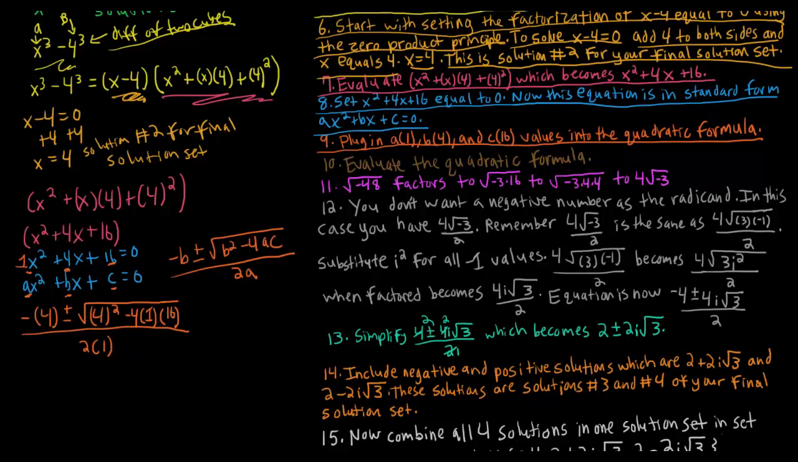So now moving to step 10, we can go ahead and evaluate the quadratic formula. So if we evaluate this, we have minus 4 plus or minus the square root of 4 squared, which is just 16, negative 4 times 1 is just negative 4, and then times 16, and then we have 2 times 1, which is just 2.